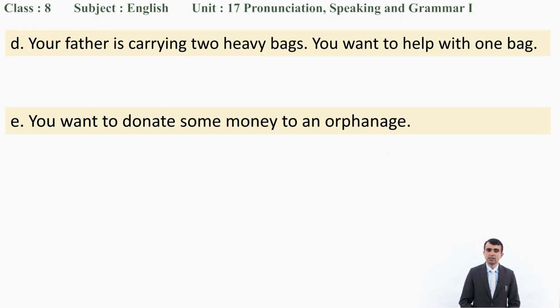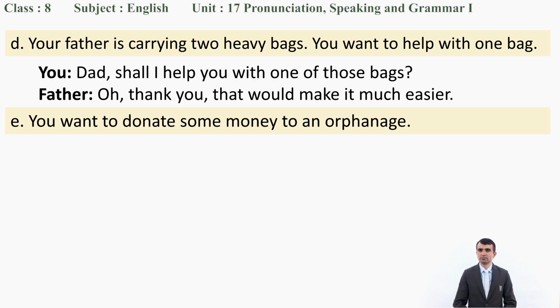Next one, D. Situation D. Your father is carrying two heavy bags. You want to help with one bag. How do you make an offer? And how do you respond to it? Dad, shall I help you with one of those bags? Oh, thank you. That would make it much easier.